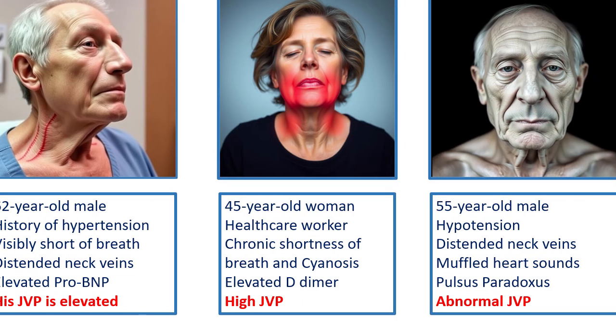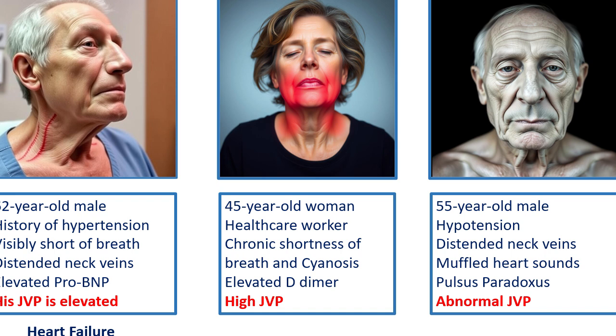In the first case, we have a 62-year-old man with a history of hypertension, shortness of breath, distended neck veins, elevated proBNP, and high JVP. He is likely suffering from heart failure. The elevated proBNP indicates cardiac stress or failure, while the elevated JVP and distended neck veins suggest fluid overload, commonly seen in right-sided heart failure. Hypertension could have contributed to the development of heart failure over time. Diagnosis should be confirmed with echocardiography to assess cardiac function and identify the underlying cause.